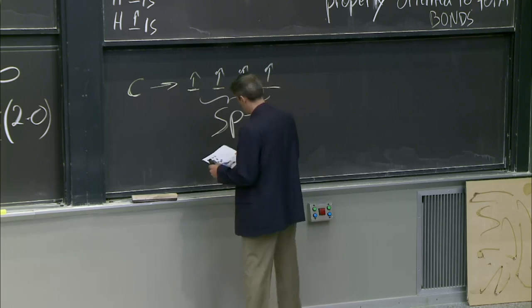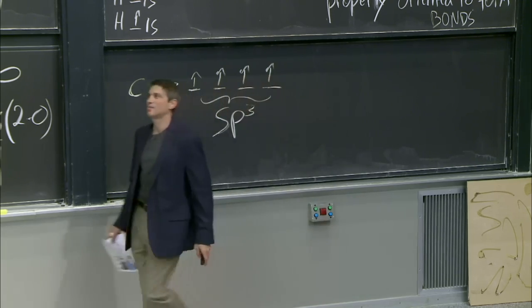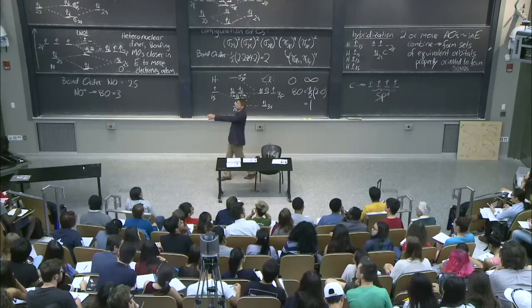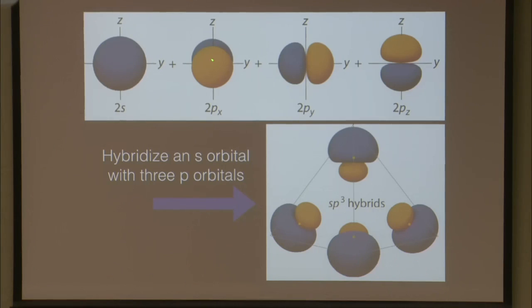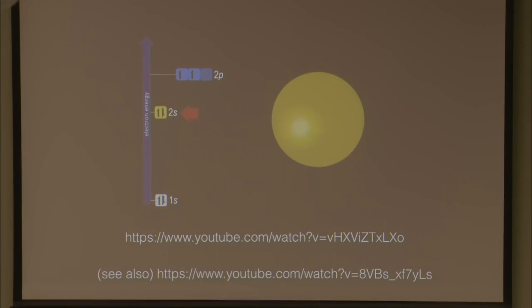Because now I can make those. See? So I have a picture here. S and those 3, and it says, how can I do it and minimize repulsions? This is how: 4 equivalent orbitals to make it sp3. And this is where I think a movie helps. So I'm going to play this. It's like a minute long.